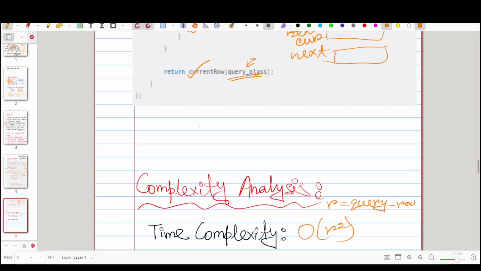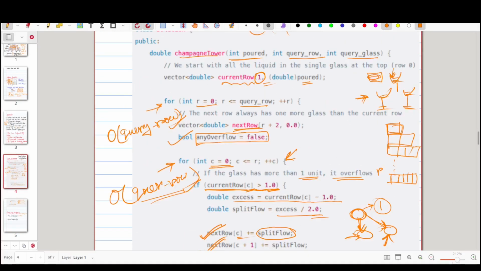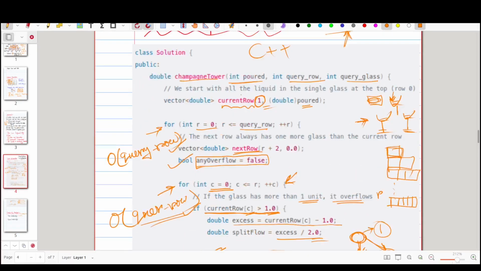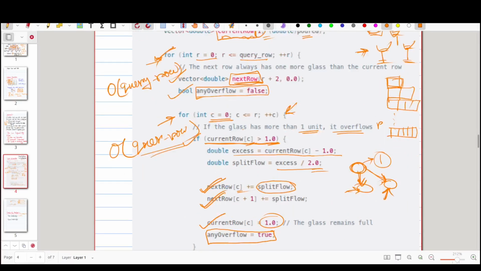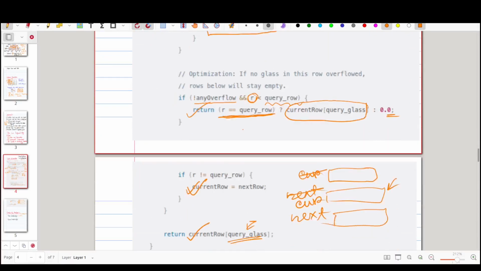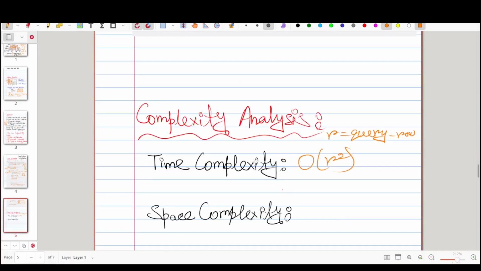Now come to the space complexity. We are taking space for the current row, the state of that row number, and the next row. So that will be R plus 2, that means you can consider big O of 2R, and you can consider big O of R as the space complexity.